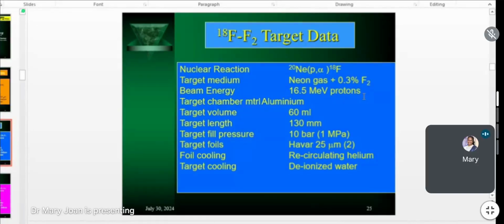So here we have the neon gas proton alpha reaction, where we get F18. Neon gas plus 0.3% F2 is irradiated with 16.5 MeV protons, the target chamber is metallic aluminum, the target volume is about 60 ml, and the target length is 130 mm. Target fill pressure is 10 bar. Target foils are 25 micrometer, two numbers, foil cooling is by recirculating helium, and target cooling is by deionized water.